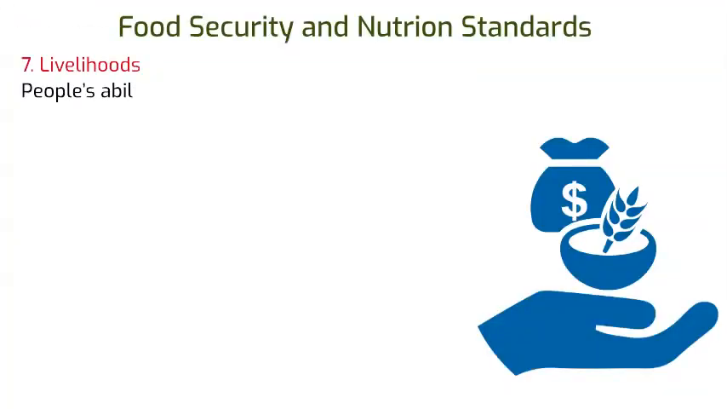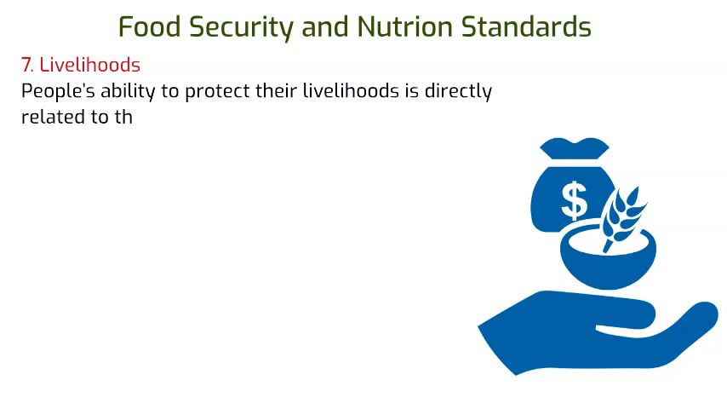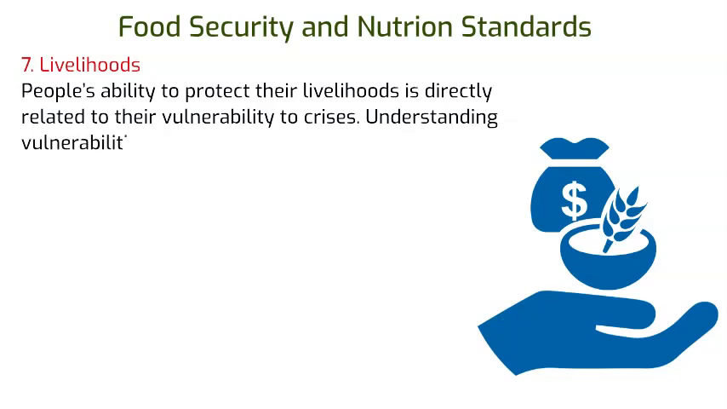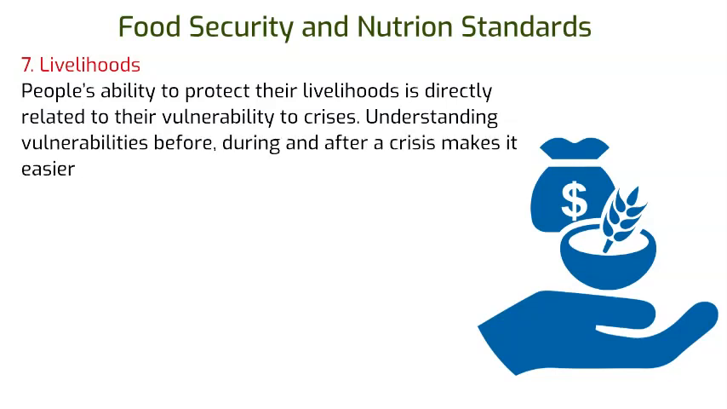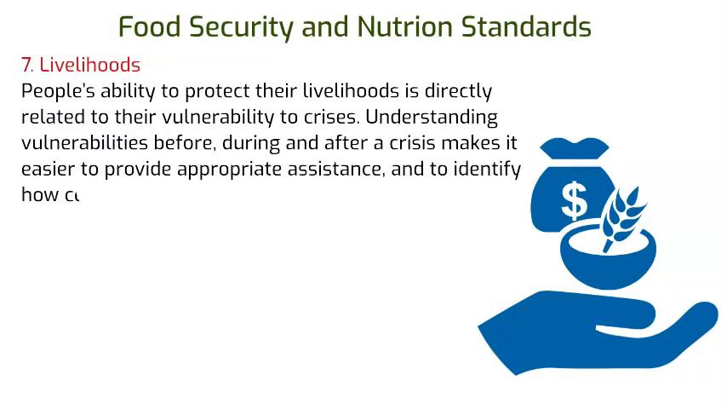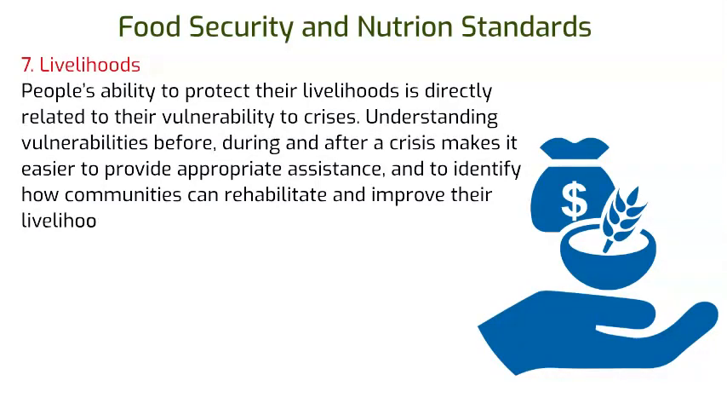Seven. Livelihoods. People's ability to protect their livelihoods is directly related to their vulnerability to crises. Understanding vulnerabilities before, during and after a crisis makes it easier to provide appropriate assistance, and to identify how communities can rehabilitate and improve their livelihoods.